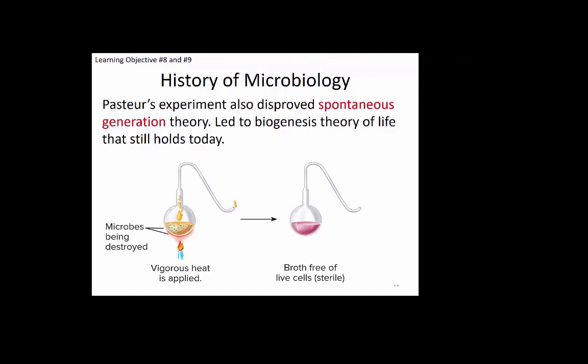So the conclusion from Pasteur's experiment, just like Redi's, was that spontaneous generation of life is not possible, and that in order to have life, you must have a source of life. So this new theory called biogenesis still holds today and says that life yields life and non-life cannot yield life.